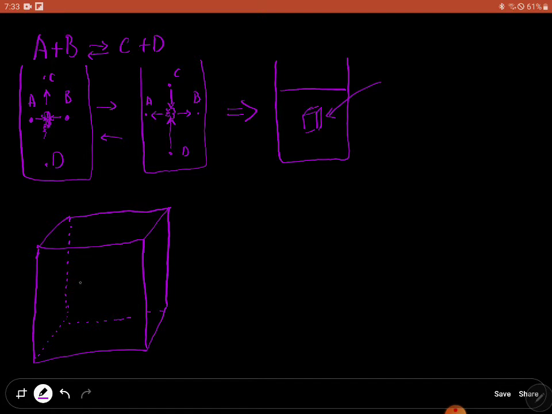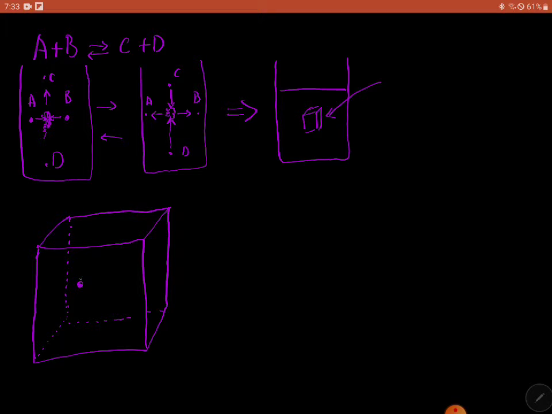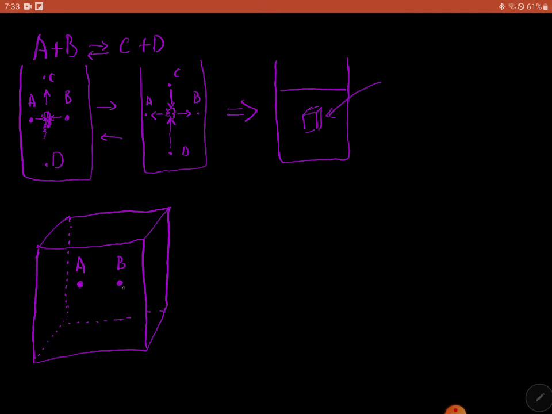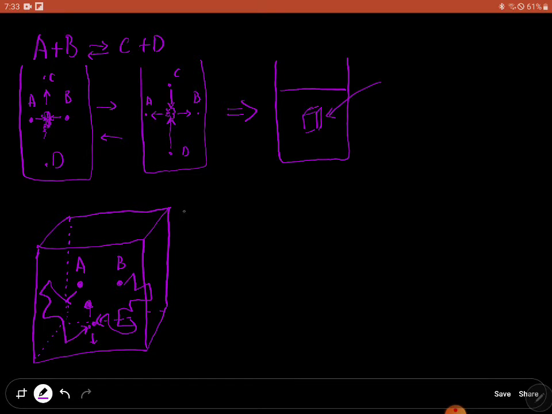Then what is the most important part? Yes, element A must be present, and element B must be present. And then they move by chance, like this, and A also moves, but somehow, sometime later, they collide with each other, then boom, the chemical reaction happens. Yes, so now we have a model. Then let's see it in a mathematical way.